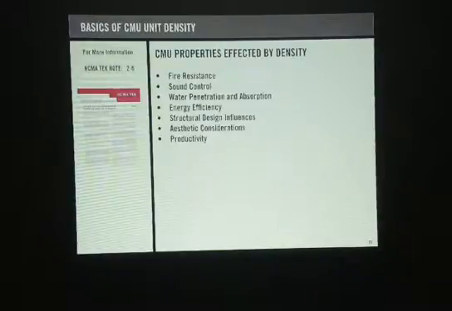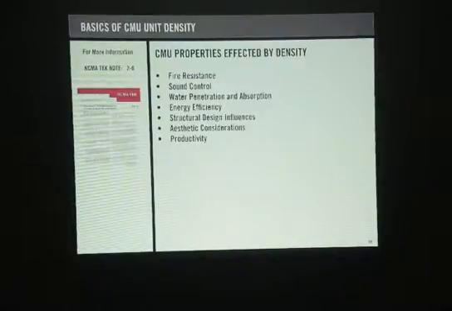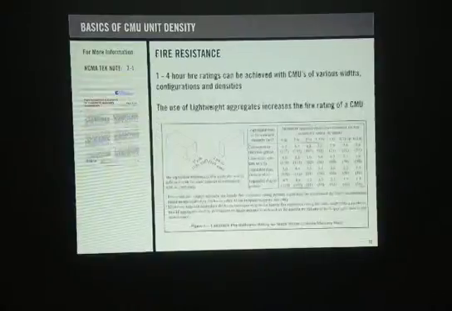Okay, so here we have CMU properties affected by density. We look at fire resistance. The best suggestion is lightweight. Sound control, normal weight. Water penetration and absorption, we're looking for something more dense here, so we want normal weight for that. Energy efficiency, normal. Structural design influences, the medium weight. Aesthetic considerations, any of the three, take your choice. And productivity, lightweight. We'll see a slide shortly as to why lightweight is the most productive.